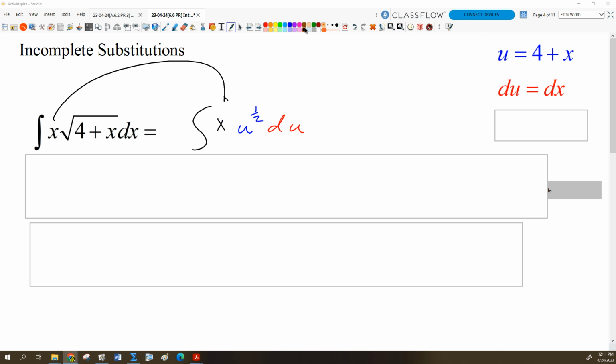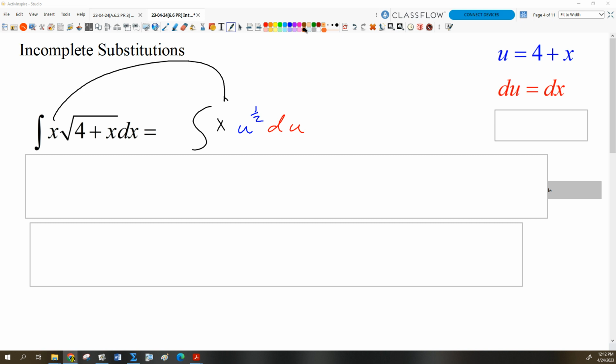So that's what we call an incomplete substitution. We want to get all of the x stuff to turn into u stuff. What do you think we could do to complete that substitution? Can you solve for x? There it is. I could just solve for x up here, just isolate the x in terms of u. Is that always something you can do?